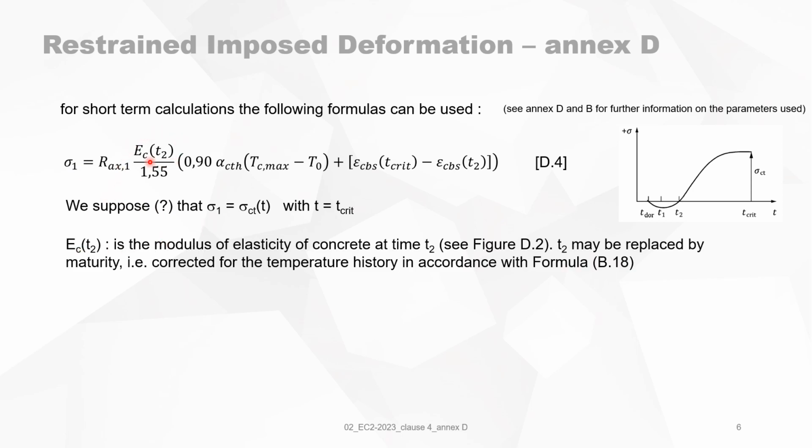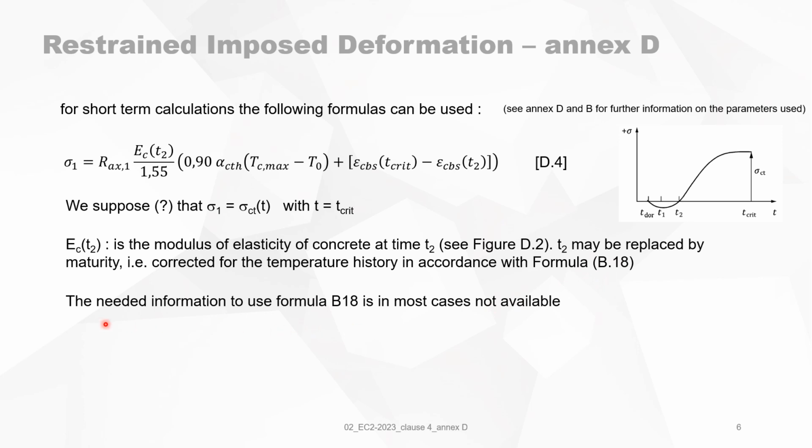Then there is a term EC2, EC at the time T2. It's the modulus of elasticity of concrete at time T2. And the code says T2 may be replaced by maturity. What is this? Is it 28 days? Is it 7 days? Is it 8 days? What do they mean by maturity? And they say it must be corrected for the temperature history in accordance with formula B18.